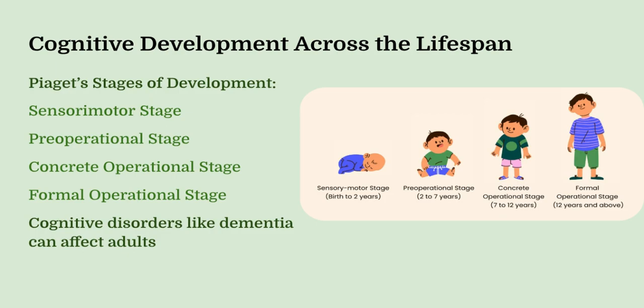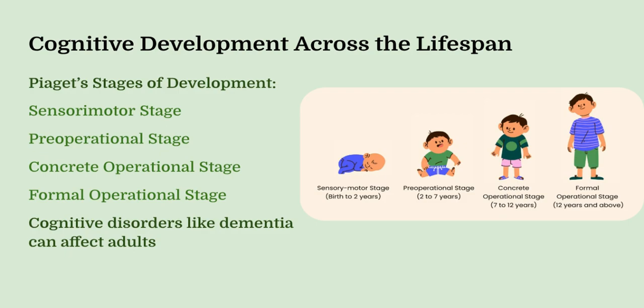Cognitive development across the lifespan are Piaget's stages of development. The sensorimotor stage is from infancy to toddlerhood. It's when children develop object permanence. The preoperational stage is from toddlerhood to early childhood, which children engage in pretend play, develop theory of mind, and become very egocentric. The concrete operational stage is from early to late childhood. It's when children understand the world logically but not systematically.